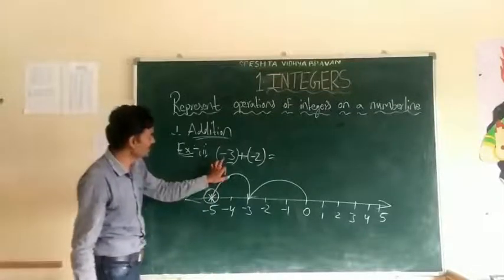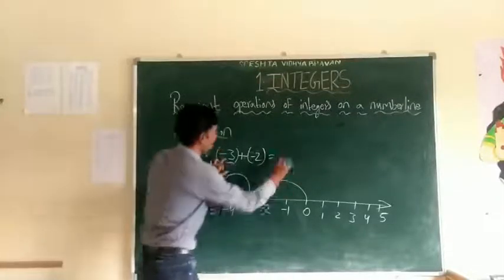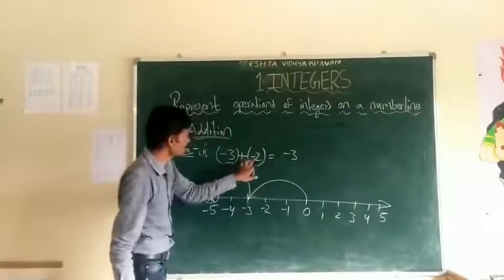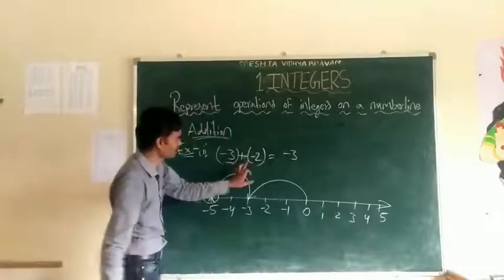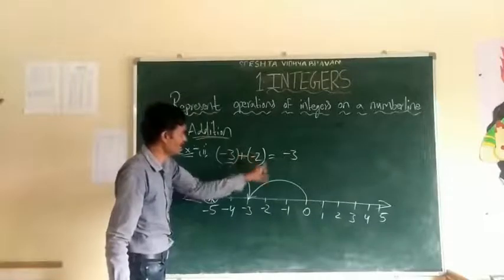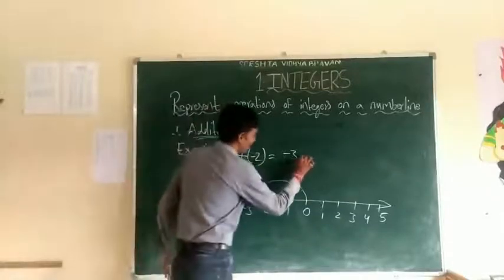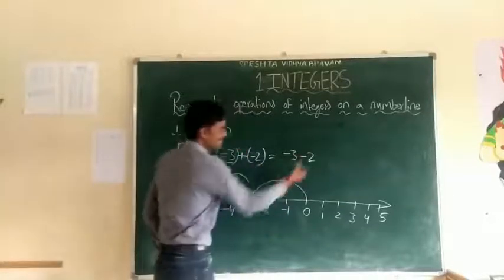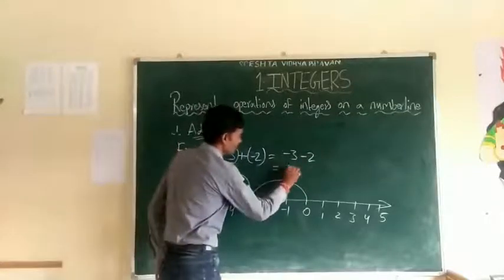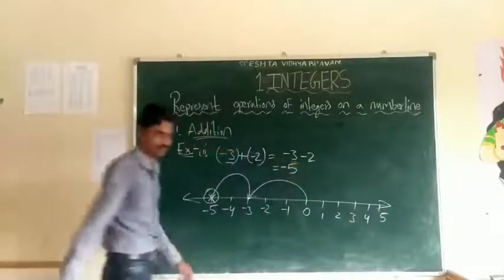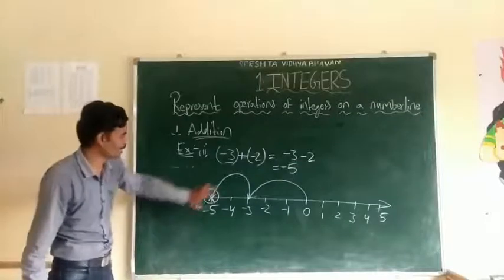That's why here also we have to add -3. That means plus into minus, both are multiplication in the place of bracket, plus into minus is minus. That means -3 and -2, that is equal to -5. Like that, we have to show on the number line.